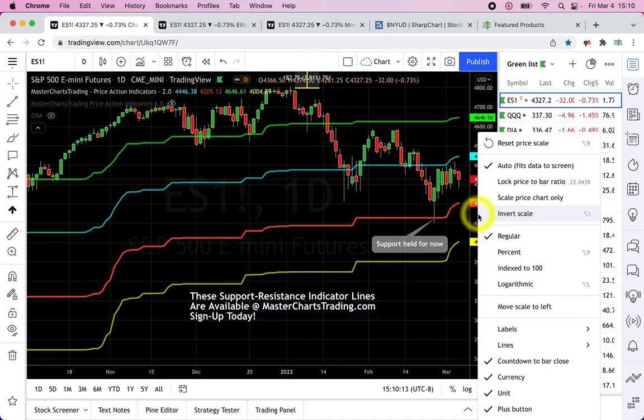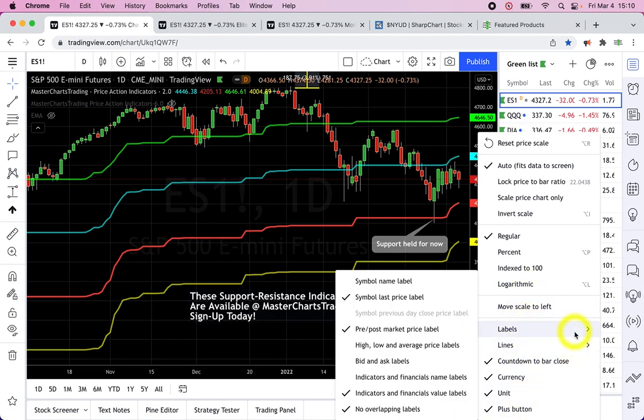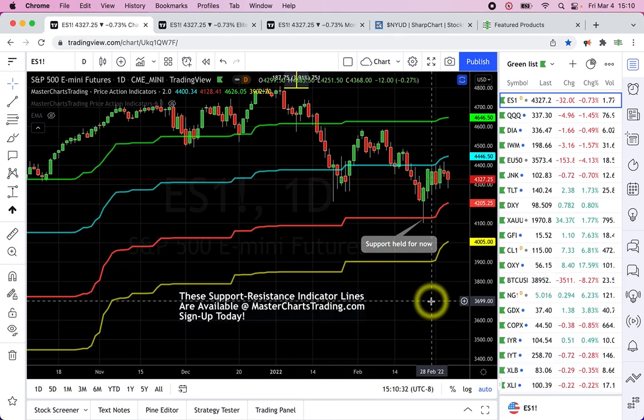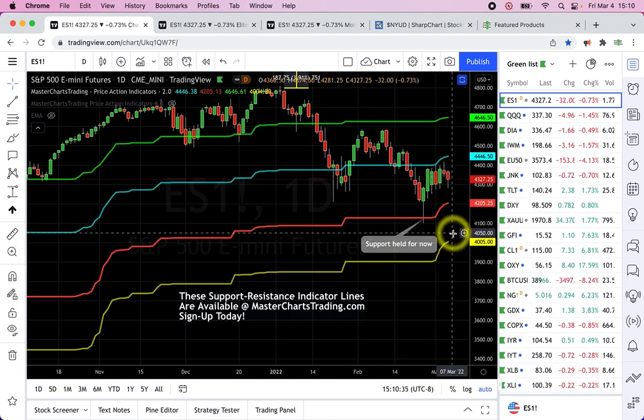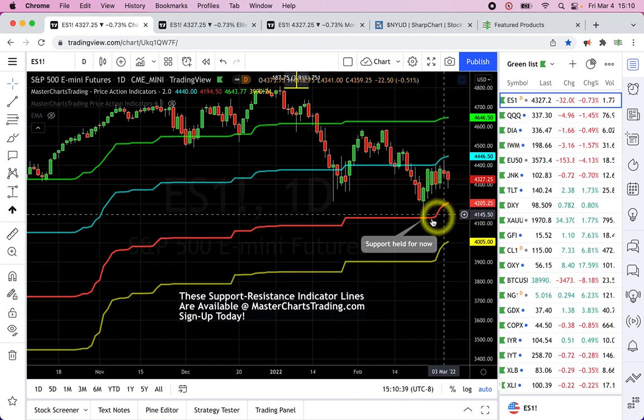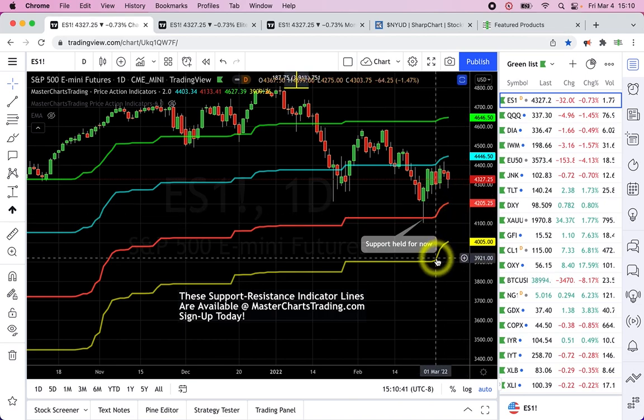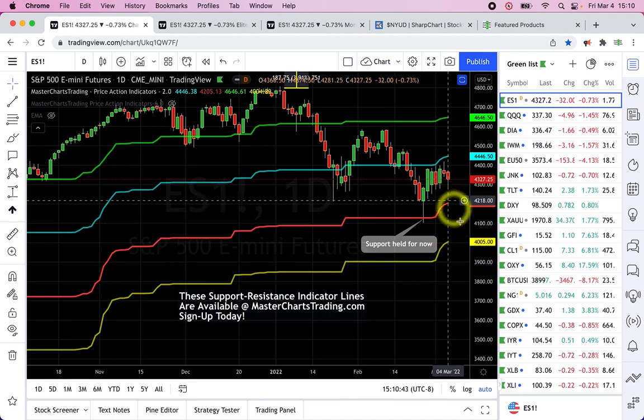To do that, you need to see how it says labels. You can see symbol last value and indicator last value labels. Not really much, except let's watch this level at 42.05 for S&P 500 and see if it is breached.